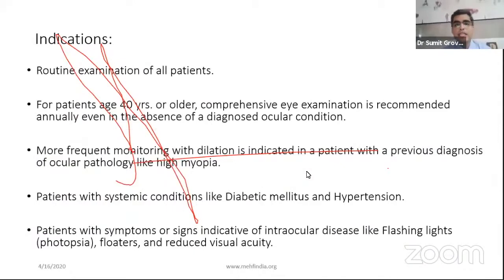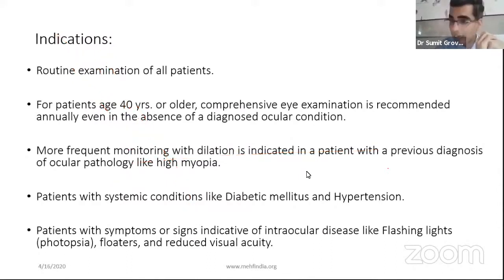Now, what are the indications for dilatation? Routine examination of all the patients. American Academy of Optometry guidelines say routine examination of all the patients requires a dilated fundus examination. Especially for patients aged 40 years or older, a comprehensive eye examination is recommended annually, even in the absence of any diagnosed ocular condition. More frequent monitoring with dilatation is indicated in patients with previous ocular pathology like high myopia.